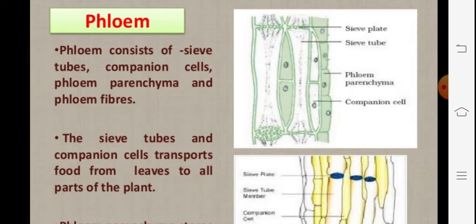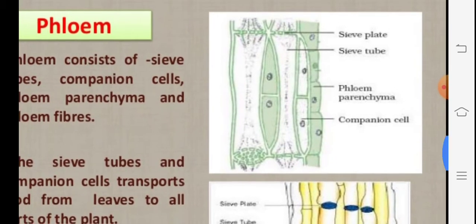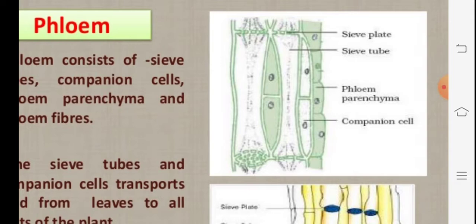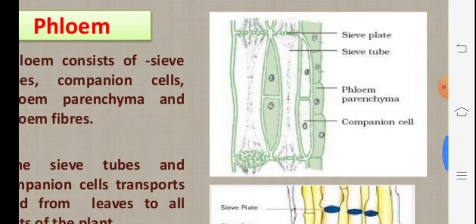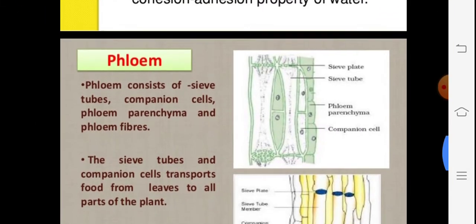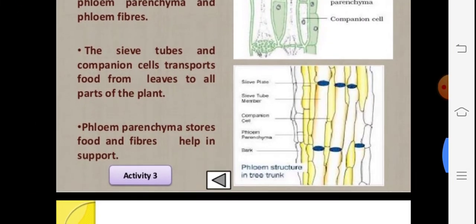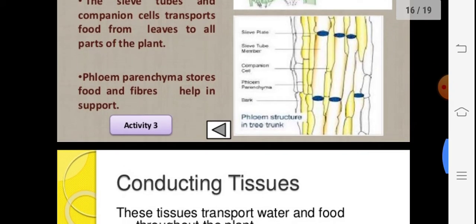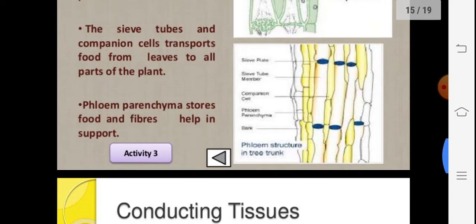Our second tissue is the phloem. Phloem consists of sieve tubes, companion cells, phloem parenchyma and phloem fibers. Right, so just remember this one diagram for remembering. See the nature of sieve plate, sieve tube, then phloem parenchyma and the companion cells. In particular, the sieve tubes and the companion cells are already shown in the leaves.